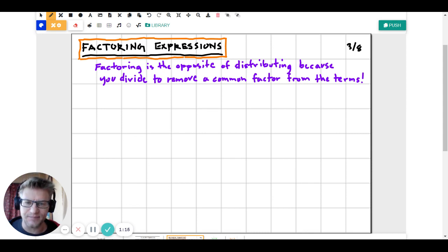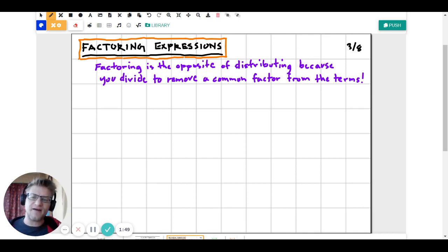Factoring is the opposite of distributing because you divide to remove a common factor from the terms. Distributing is like handing out cards: you're basically multiplying it out to all the terms. Factoring is the exact opposite of that. You are dividing out a common factor from the terms. When we finish these problems, you'll see the ending point looks like a distributive property problem, and the beginning point looks like the answer to a distributive property problem.